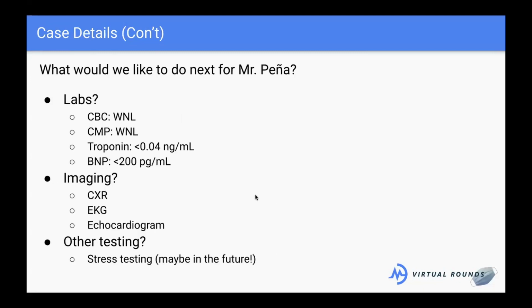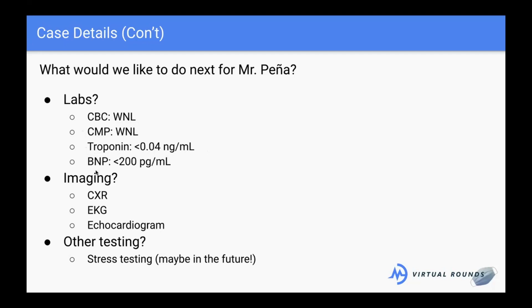So here are his labs. So his CBC, or his complete blood count with the hemoglobin and the white blood cells, are all normal. So no infection, no anemia. All of his electrolytes were normal. He's got very low troponin. So this is great. This means he's probably not having a heart attack.